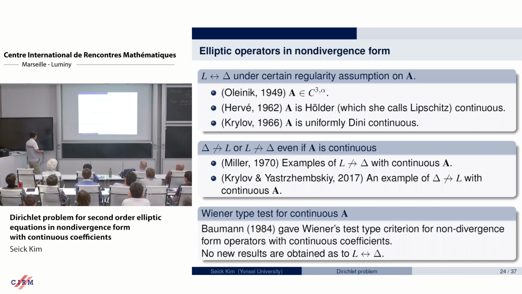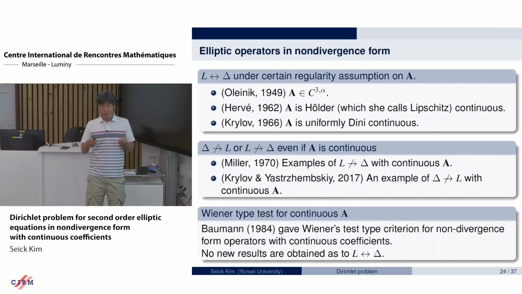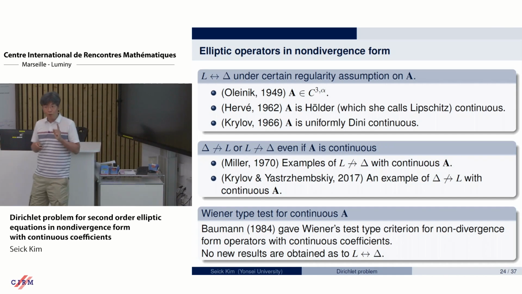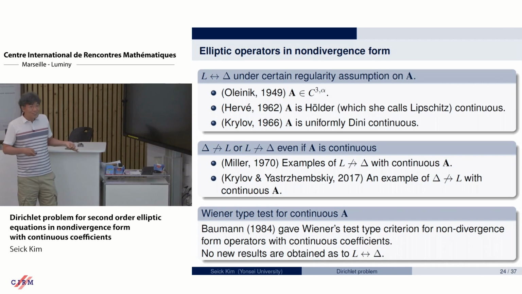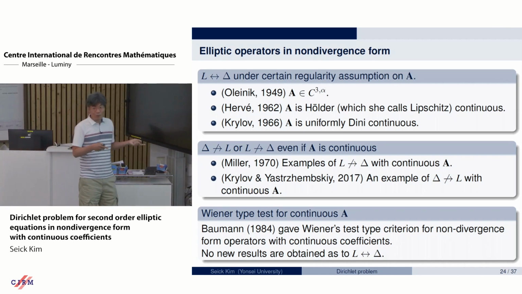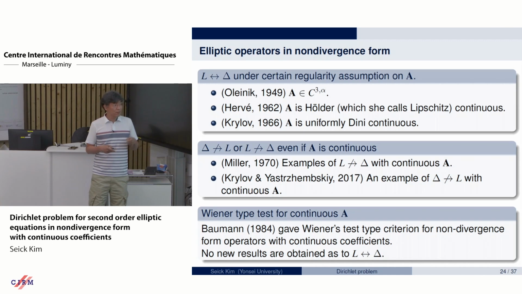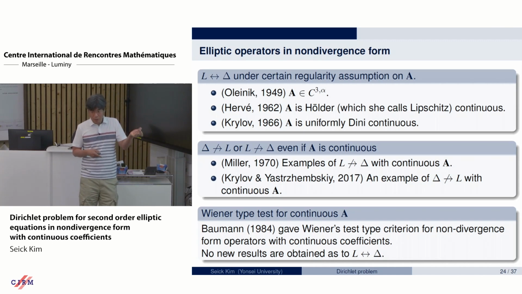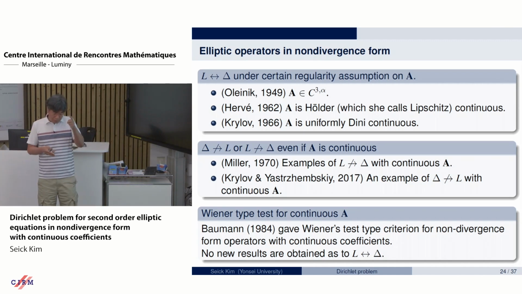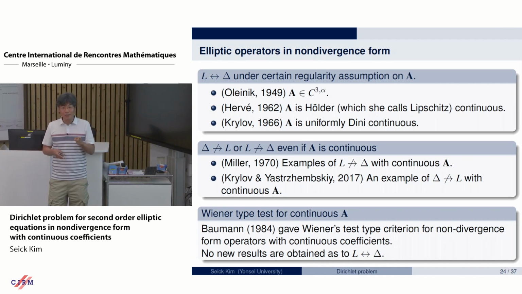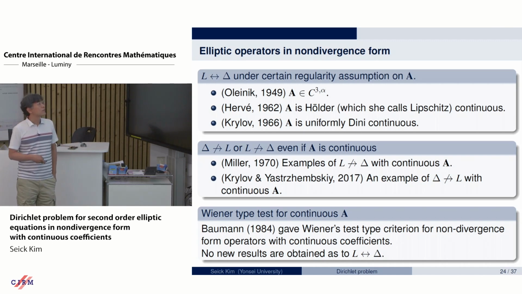Then there was a very nice paper by Patricia Bauman. She gave a Wiener test type of criterion for the regular boundary points for this operator L with continuous coefficients. But that doesn't say much about the equivalence of the regular boundary points, because that Wiener criterion is expressed in terms of capacity with some weight derived from the coefficients.